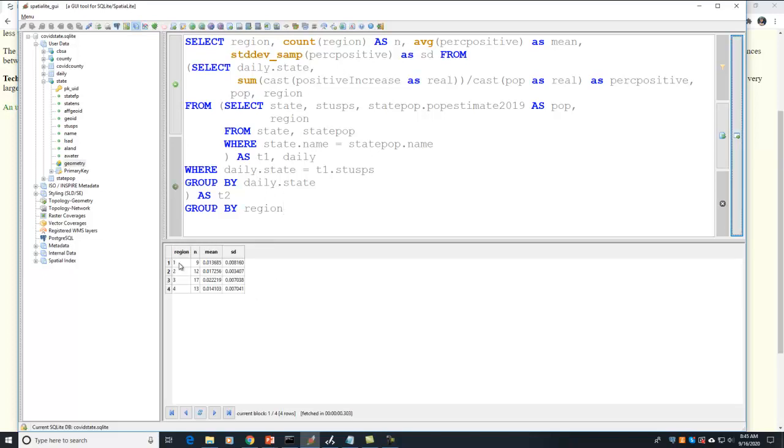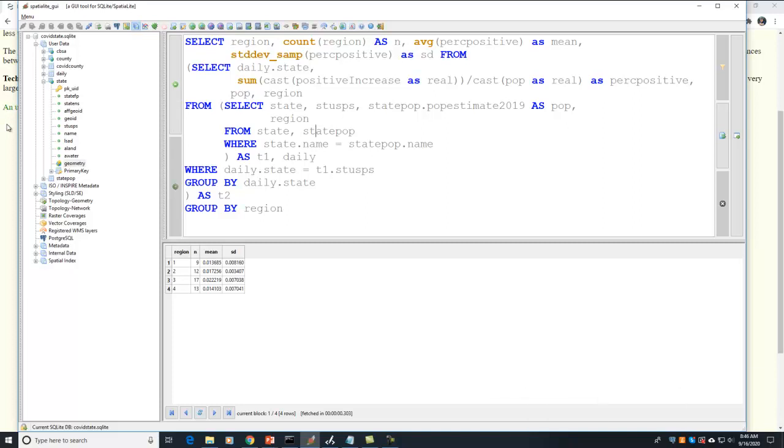So the Northeast region is number 1, and it has 9 states in it, and this is its average for the percent positive. Remember, you can always go in here and change it for the dates. Ask what happened in July or August. So you don't have to just do it for all of the data. We also don't have to do it for percent positive. We could do it for the death increase. We could do it for hospitalization. So I'm just showing you this one for the positivity rate.